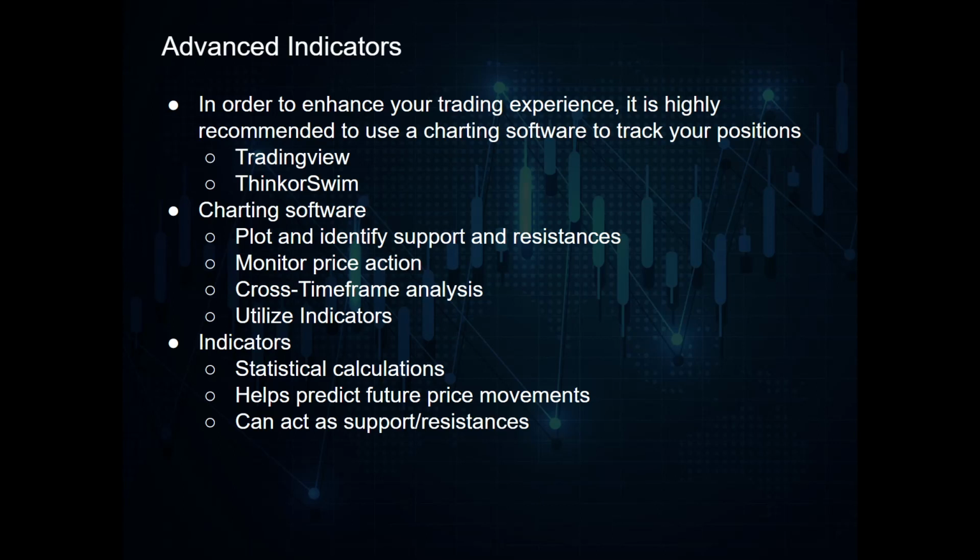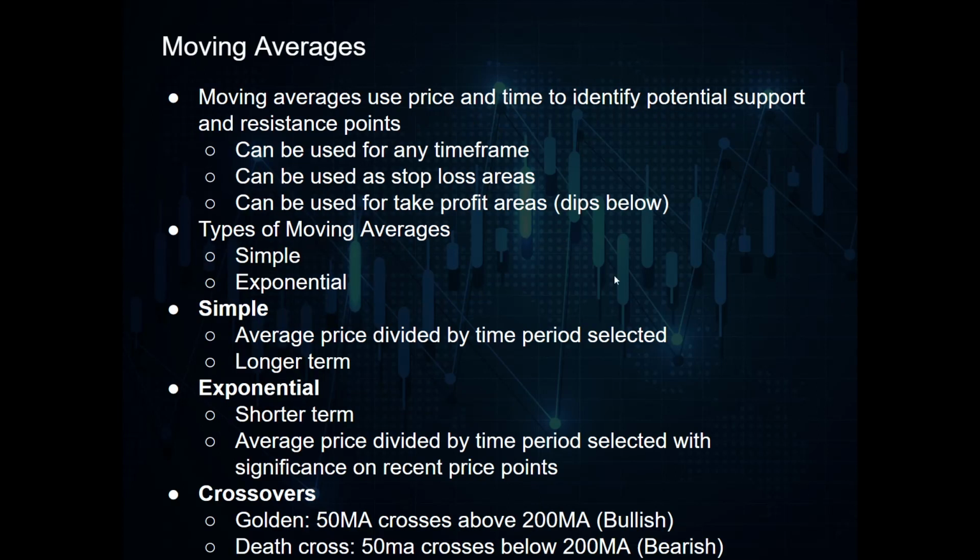Indicators are typically a statistical calculation, and they help predict future price movements, and they can act as support and resistances. We'll show in action how they act as support and resistances, starting with moving averages. Moving averages utilize price and time to identify potential support and resistances. Basically, they are a line that reacts with price and moves with price depending on the fluctuations. They can be utilized on any time frame, and they can be used as stop loss areas as well.